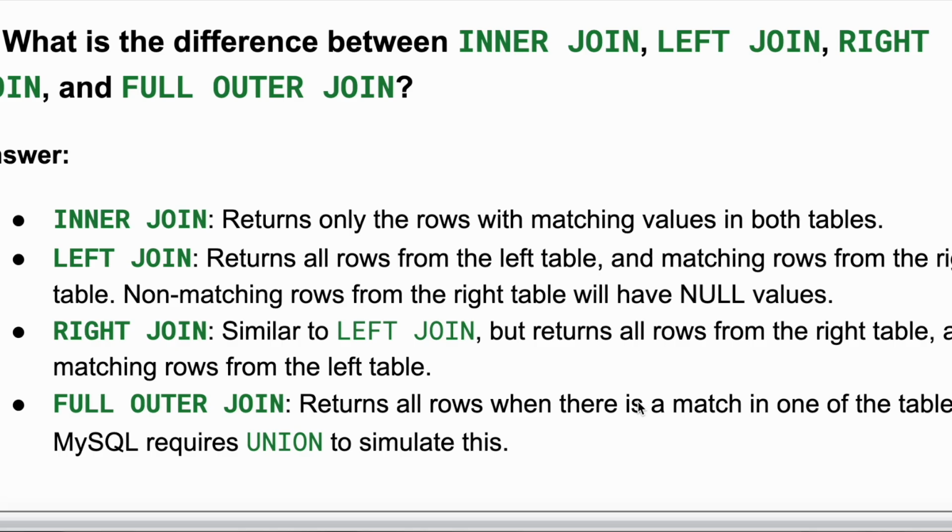Then we have a left join, which returns all the rows from the left table and matching rows from the right table. Non-matching rows from the right table will have null values. And then we have a right join. It is similar to the left join, but the only difference is that it returns all the rows from the right table and matching rows from the left table. And then we have full outer join, which returns all the rows when there is a match in one of the tables. MySQL requires union to simulate this.